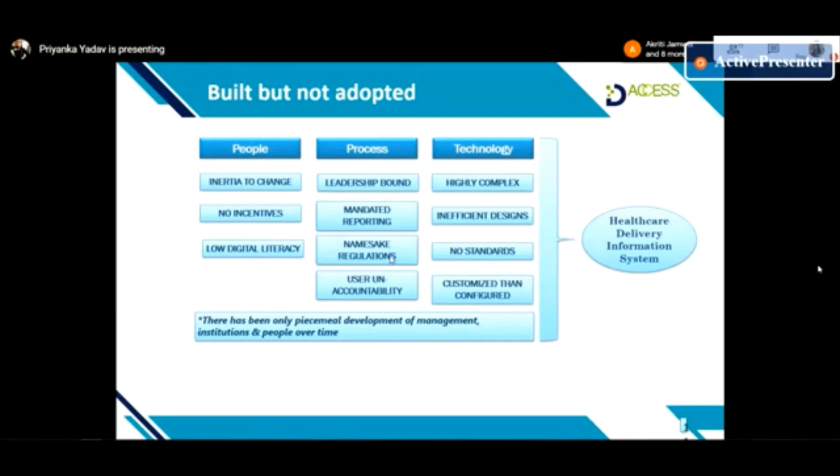Namesake regulations, again, same. Have I ever said that 60%, for example, when Obamacare had come into the picture, the meaningful use, they had mandated that 20% of all the orders should be online.